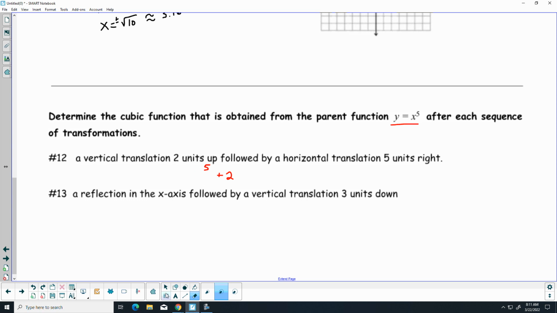That needs to be paired with the x. And with the right, it's going to be a minus. So that is going to be my new function right there. 5 units right, 2 up. This one, a reflection in the x-axis, followed by a vertical translation 3 units down. And there we go.